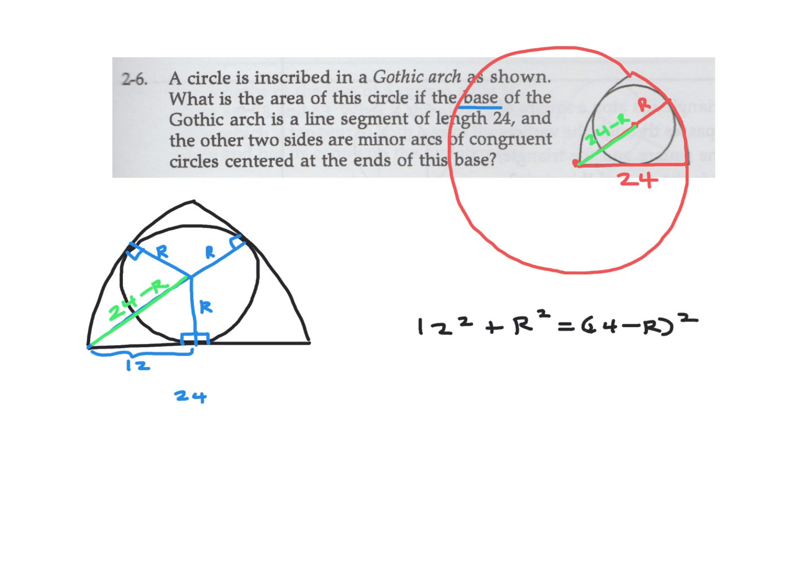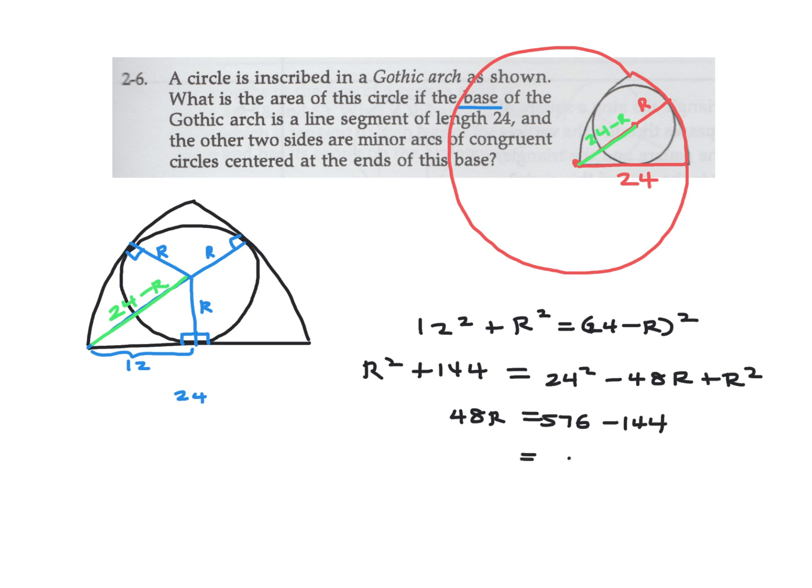Okay, so let's just expand that. We have r squared plus 144. And that's going to be, let's see here, 24 squared minus 48r plus r squared. The r squareds cancel on both sides. So all you are left with is 48r is 24 squared, which is 576, I believe, minus 144. 576 minus 144 is 432. And then therefore r would be equal to 432 divided by 48. And that is equal to 9.